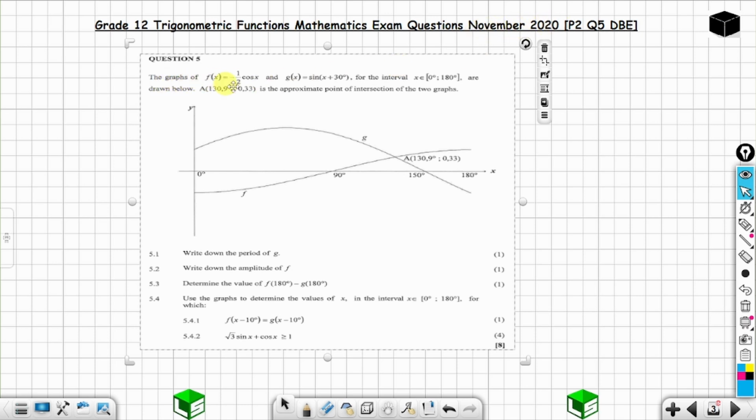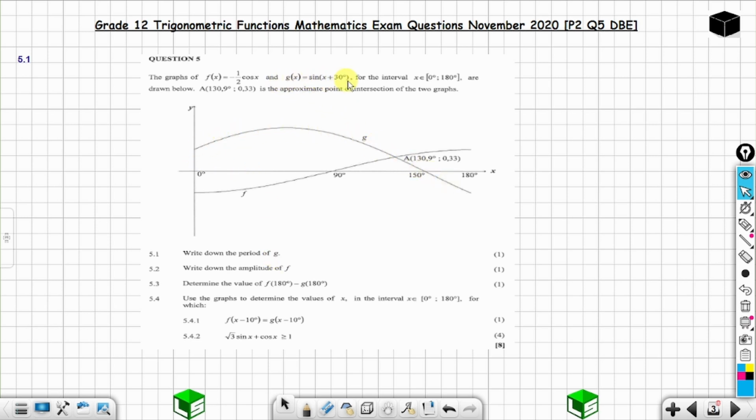You are given two graphs, the graph of f and the graph of g. Now 5.1: write down the period of g, 1 mark. Write down the period of this graph.